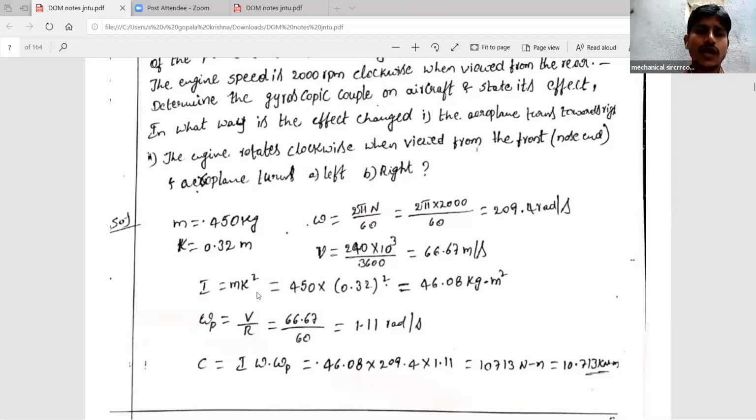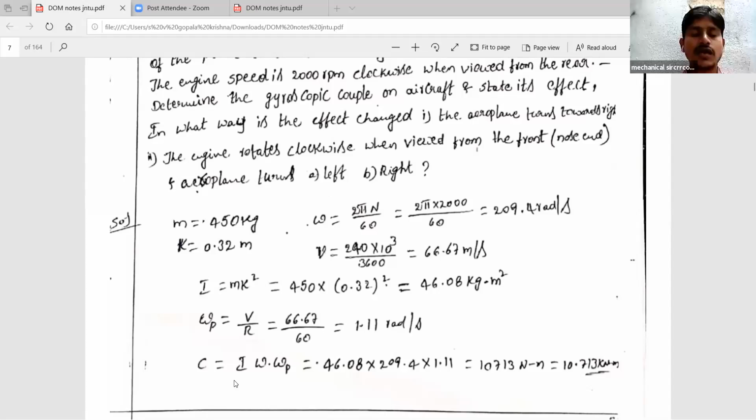So now all of you listen here. I is there, omega is there, both are already given. Another unknown is omega suffix p, which is V by capital R, as already said. V is 66.67 and R, the radius of curvature, is 60. When we substitute both values, we get omega suffix p as 1.11 radian per second.